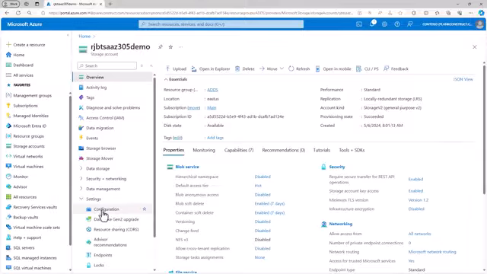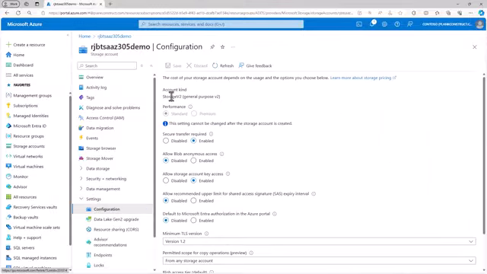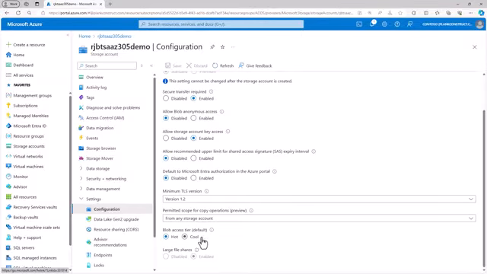Under the settings capability for configuration, you can see that if you had a standard account, you can change it to a premium, but it is a one-way switch. And here's that hot versus cool capability to change the default value. Each object that exists within the storage account can have its own attribute set, but this is where you can change the default value, which will be inherited.